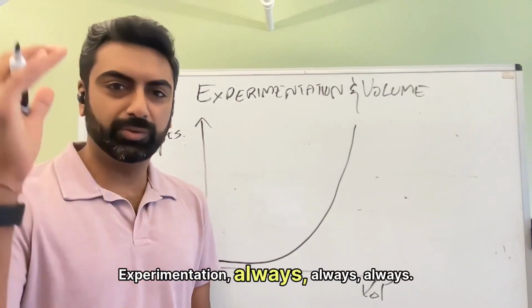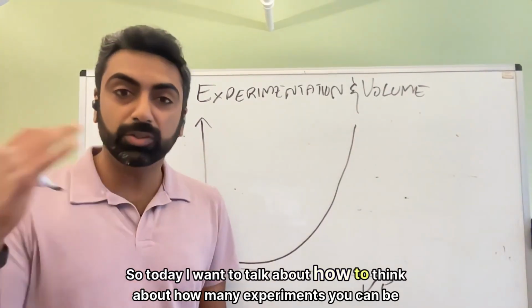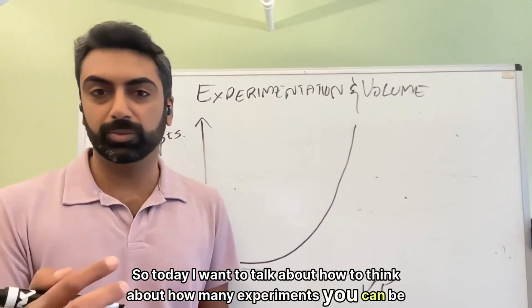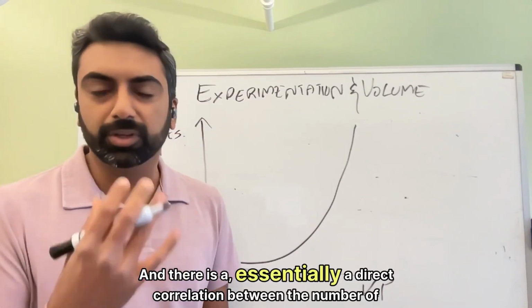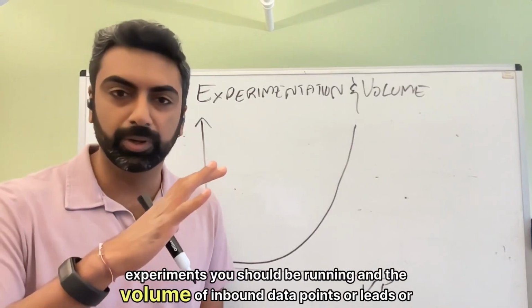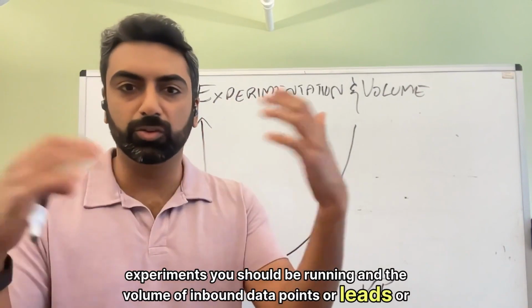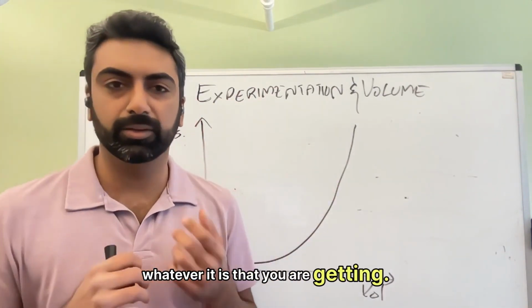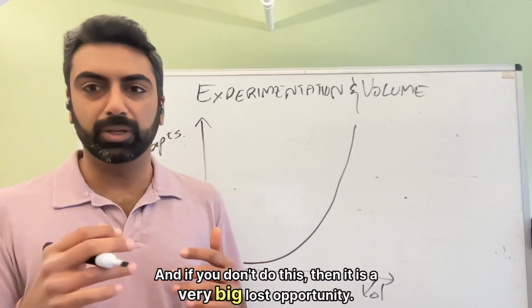Experimentation. Always, always, always. All right. So today I want to talk about how to think about how many experiments you can be running. There is essentially a direct correlation between the number of experiments you should be running and the volume of inbound data points or leads or whatever it is that you are getting. And if you don't do this, then it is a very big lost opportunity.